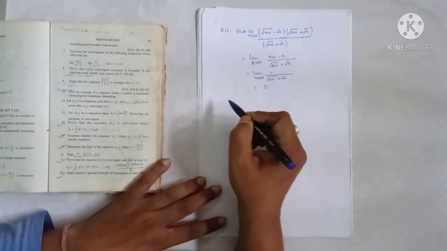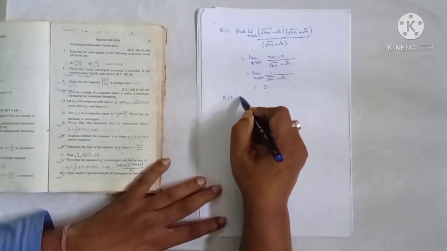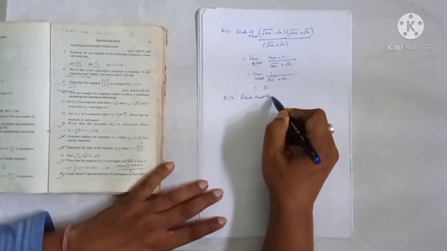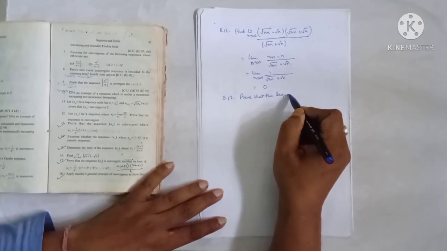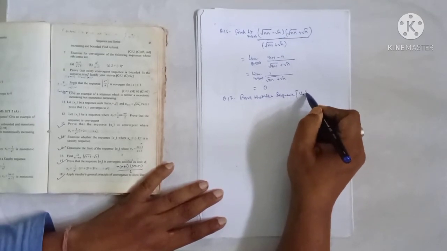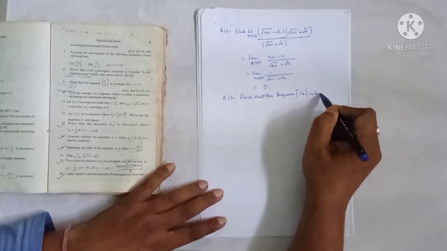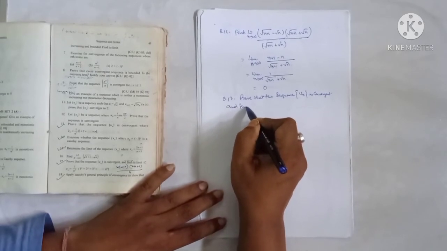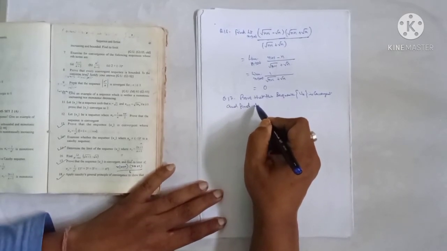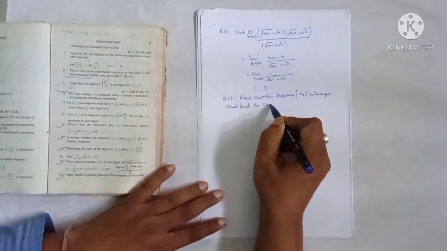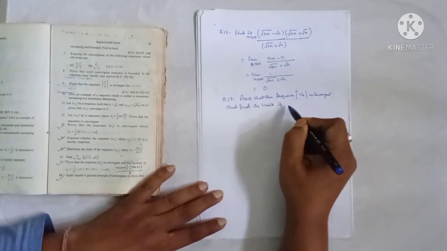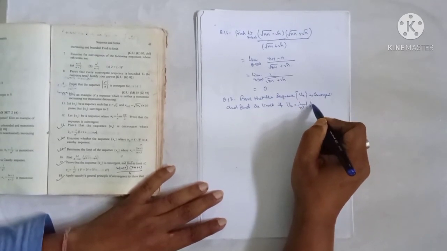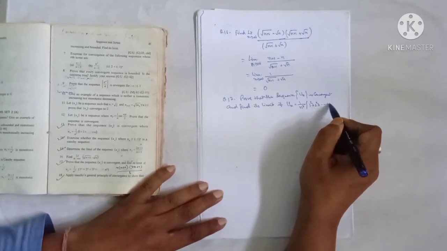Now question number 17. Prove that the sequence un is convergent and find its limit if un is equal to 1 by n cube times (1 square plus 2 square plus up to n square).